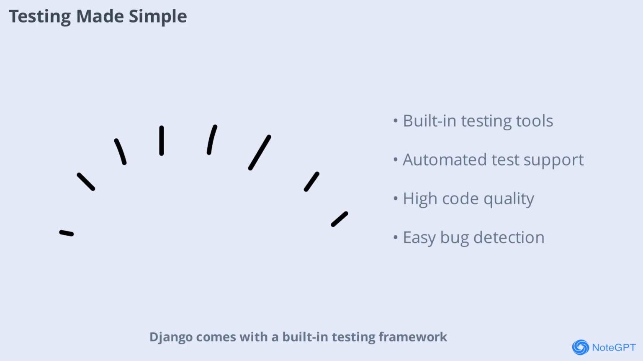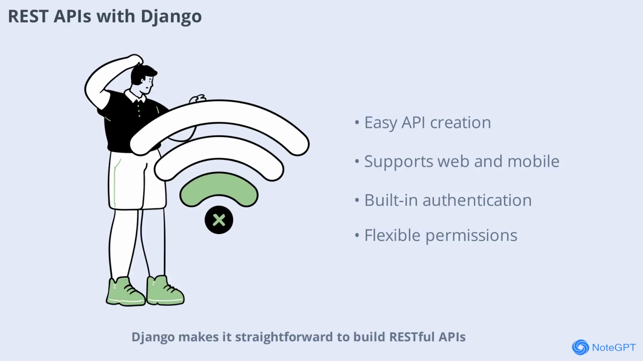Django comes with a built-in testing framework, making it easy to write and run tests for your application. Automated testing helps you catch bugs early and ensures your code works as expected. Django's test tools integrate with popular testing libraries, so you can maintain high code quality and confidence as your project grows.